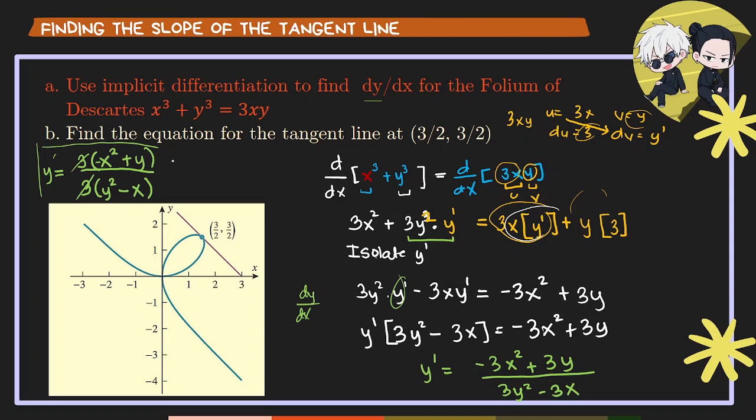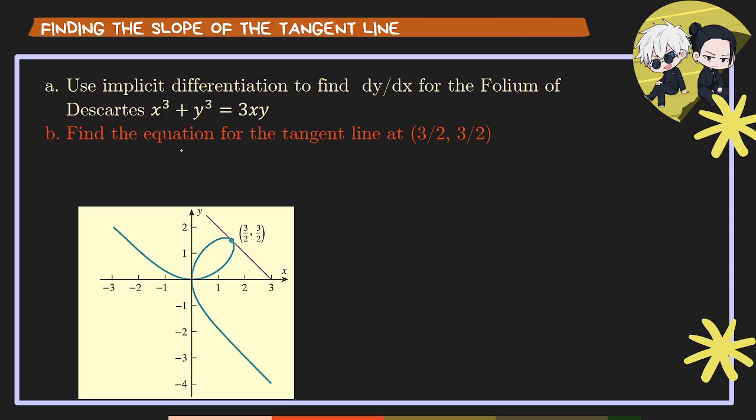Using this one. However, that is not complete, no? We have already answered the first question. However, in the second question, we are asked to find the equation for the tangent line at 3 over 2, 3 over 2. So, this folium of Descartes is this equation, diba? And this, just like what I have said, this tangent line touches at this point, diba?